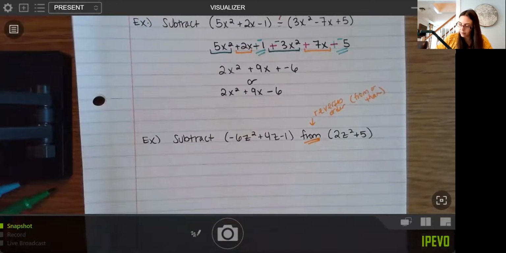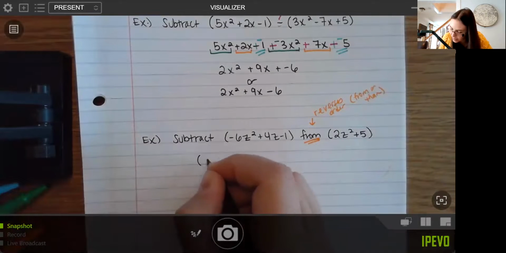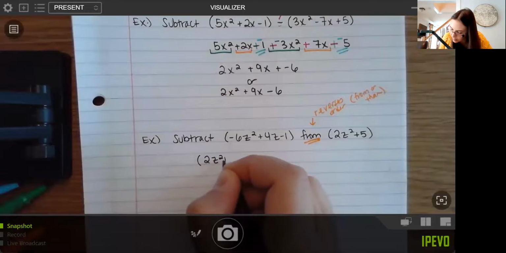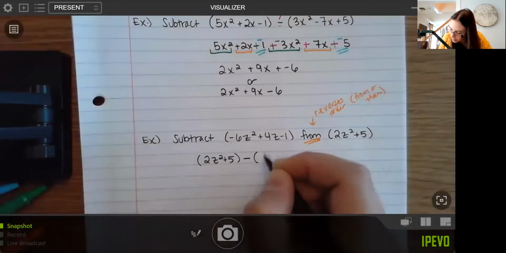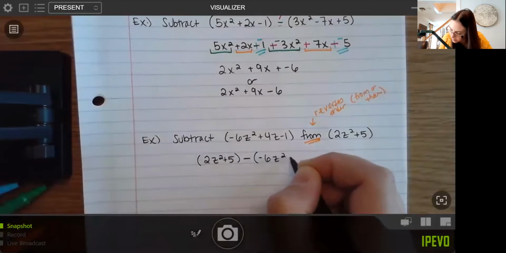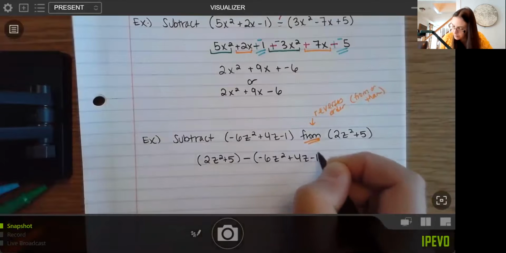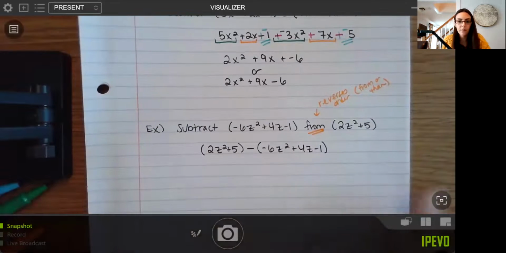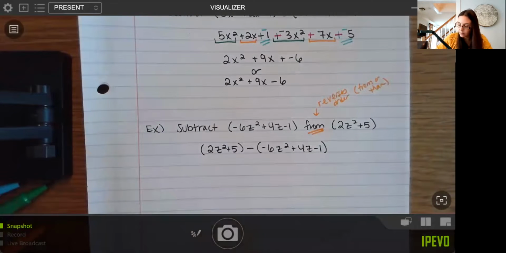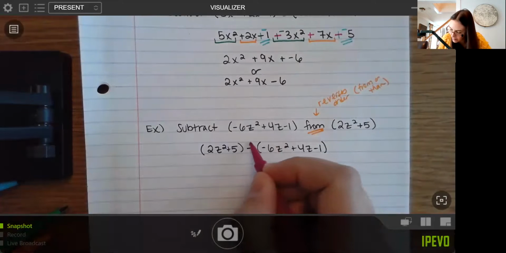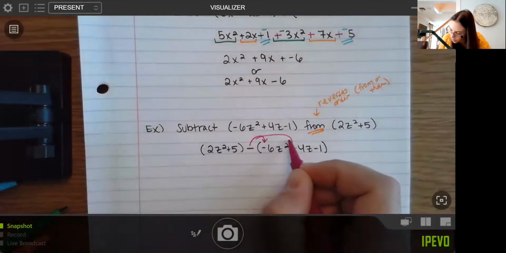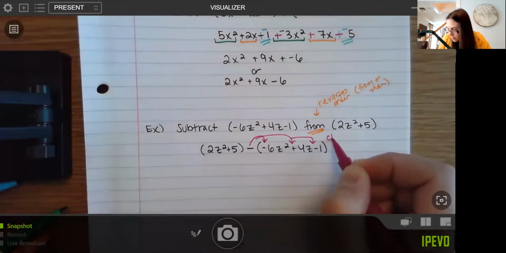So what's going to happen, I'm going to rewrite this. I'm going to set it up. The second one goes first because of that word from. And then the first one goes second here. Now again, I'm going to make sure that because I have a minus sign there, it's going to change over all signs.